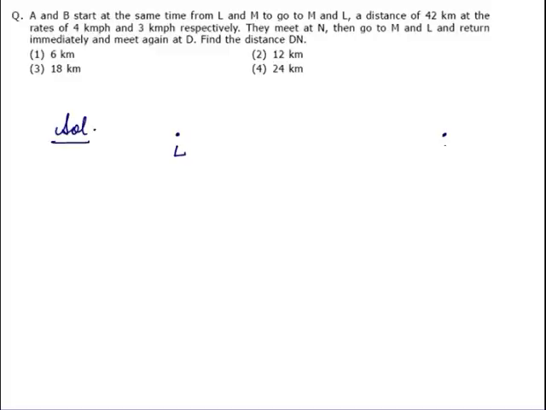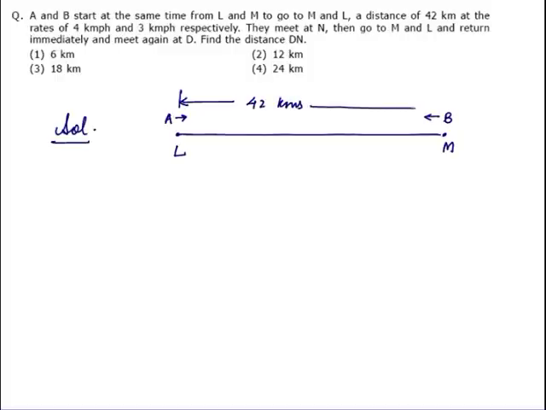This is L and this is M. A is starting from here and B is starting from here. The total distance is given to us as 42 kilometers. He says that their speeds are 4 and 3. First, they meet at N. Let us say this is N. Now I have drawn N slightly closer to M because A is faster.